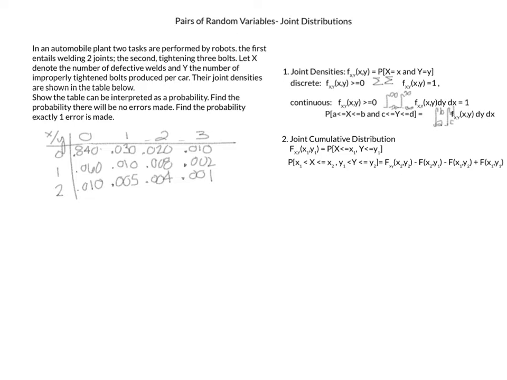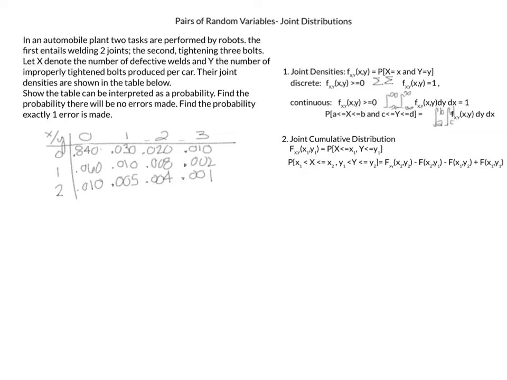First, show the table can be interpreted as a probability. 2, find the probability there will be no errors made. And 3, find the probability exactly one error is made.